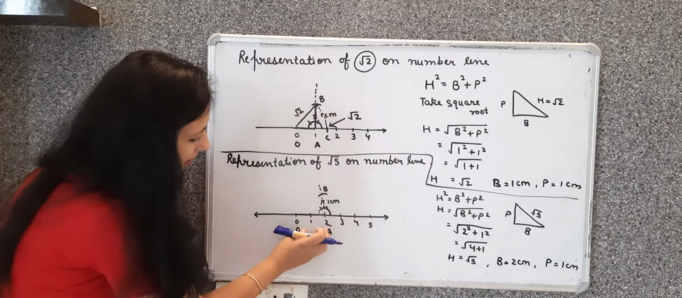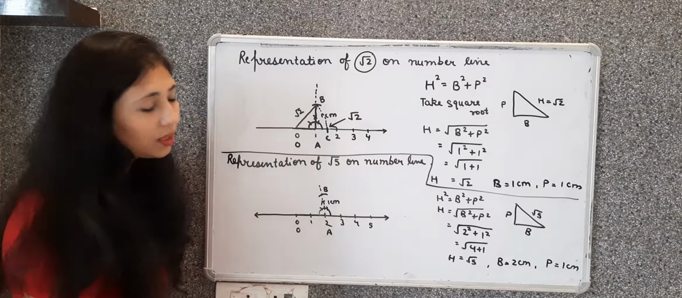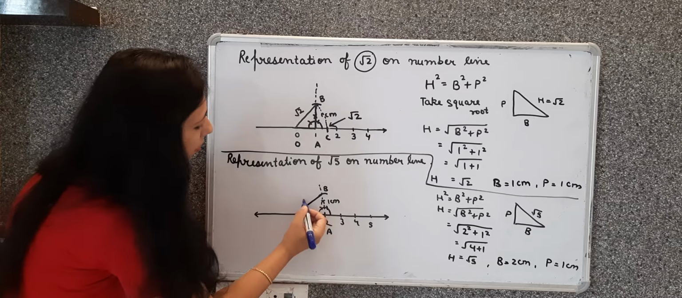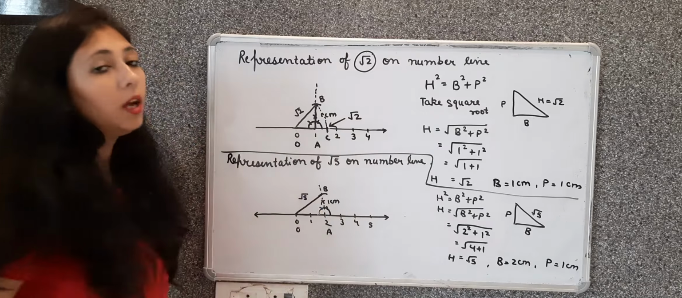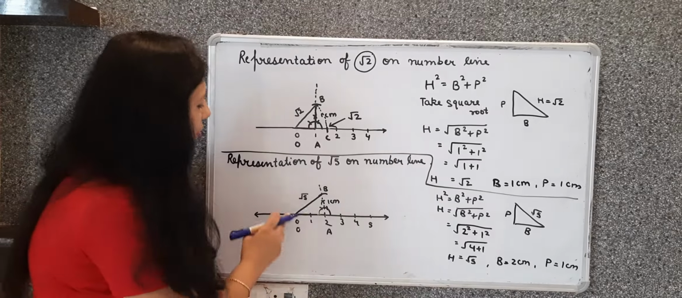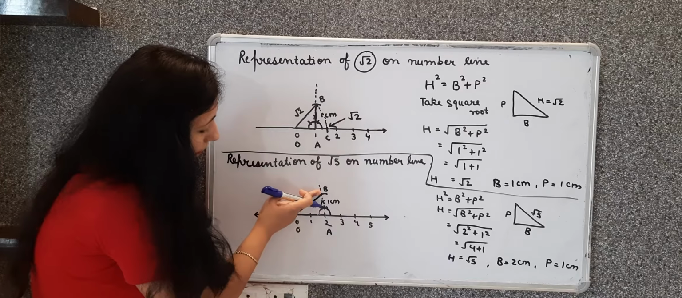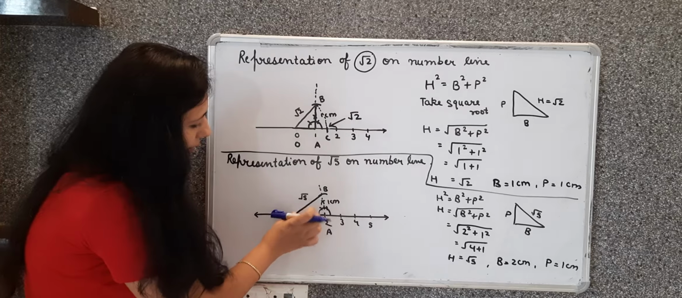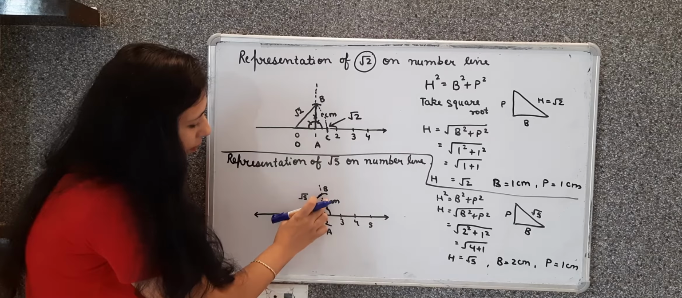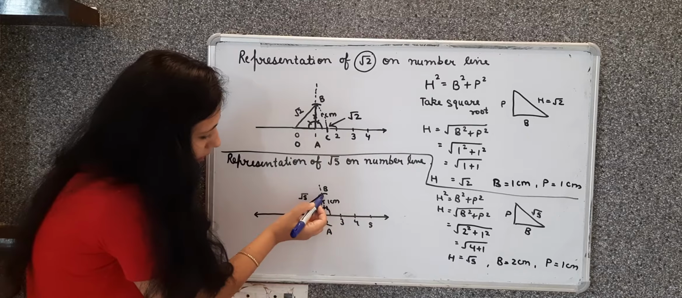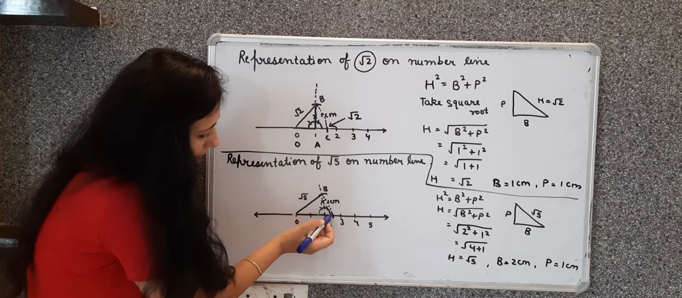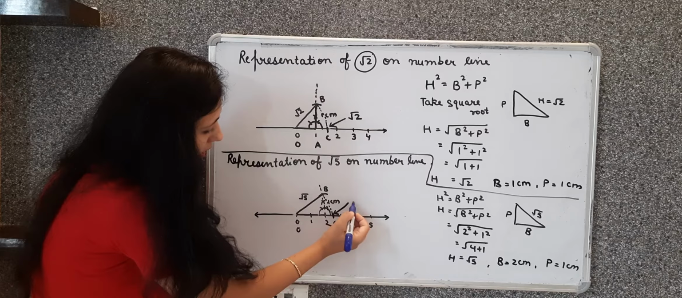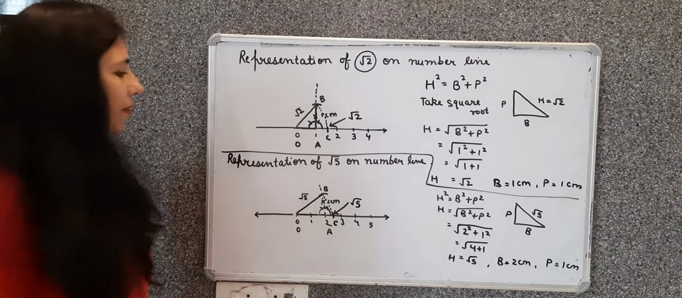Now I have taken base as 2 centimeter and perpendicular as 1 centimeter. Now if I join them, the hypotenuse will be what? It will be root 5. But we don't want to take the hypotenuse here on the perpendicular. I want this root 5 distance on the number line. So I put my compass here, I'll put my pencil here, and I will draw an arc like this. This will be the arc. Give it the point C, and its name is what? OC, which is root 5 centimeter.